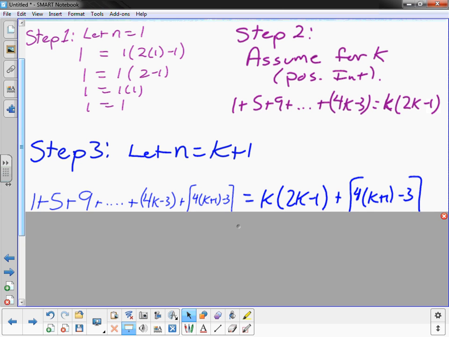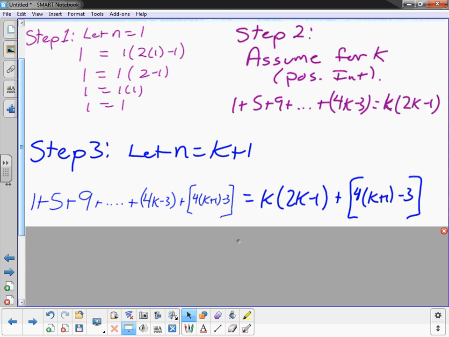So if I'm going to go to k plus 1, I'm going to start with the statement that I just had, that 1 plus 5 plus 9 plus ... plus 4k minus 3 equals k times (2k minus 1). And I'm going to add the next term onto both sides. The next term is, in brackets, 4(k plus 1) minus 3. I'm adding that value to both sides of my equation.